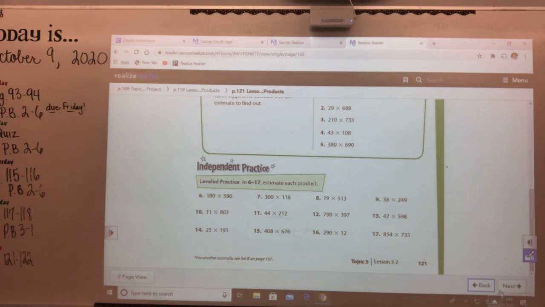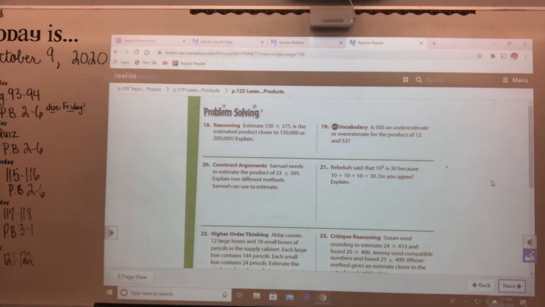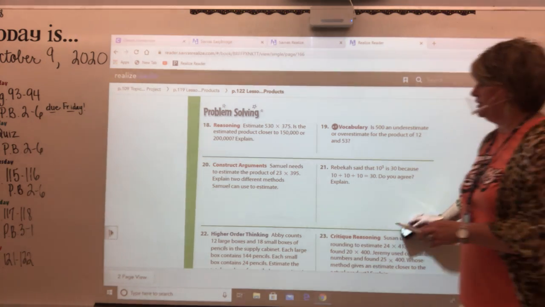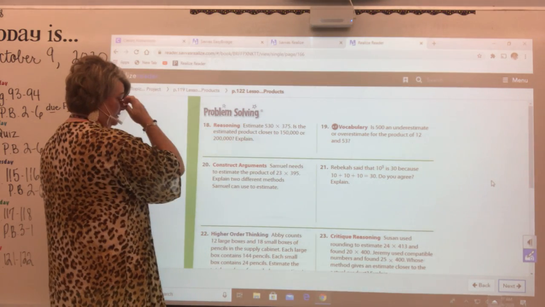I love doing it in my head. What about y'all? Yeah, I love me some estimating. Number 18. Estimate 530 times 375. Is the estimated product closer to 150,000 or 200,000?